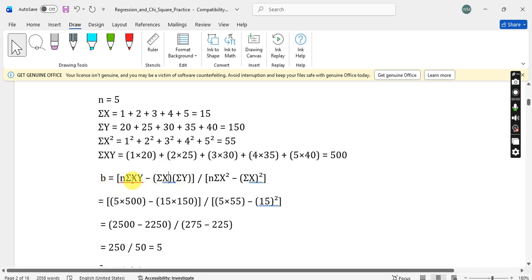Okay. So we come into our formula here. N is 5. Summation of x times y is here, 500, minus summation of x, which is 15, times summation of y, 150. So we are multiplying here, divided by 5, since n is 5. Summation of x squared, 55 here, minus summation of x, which is this 15, and then you square it.